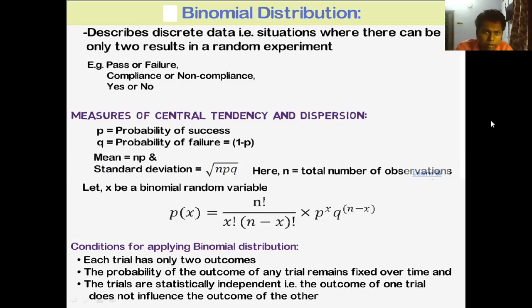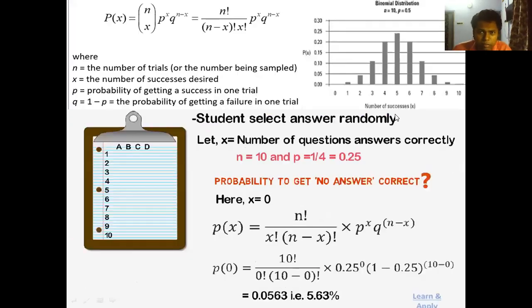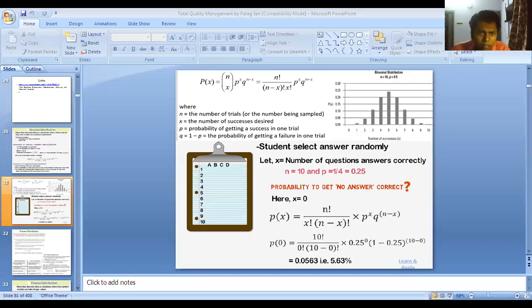Okay. So let's first discuss the binomial distribution. It looks like this. Along the x-axis is represented the number of successes, or it can also be the number of failures. And along the y-axis is P(x), the probability of x, that is being represented.